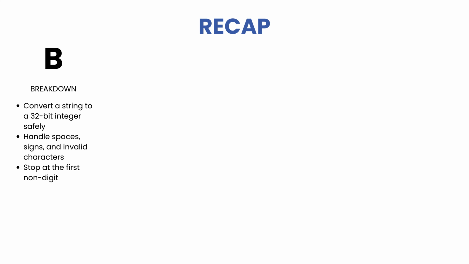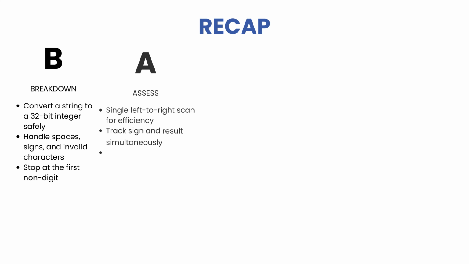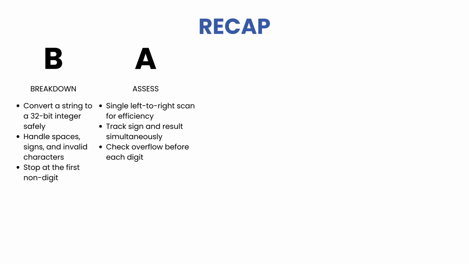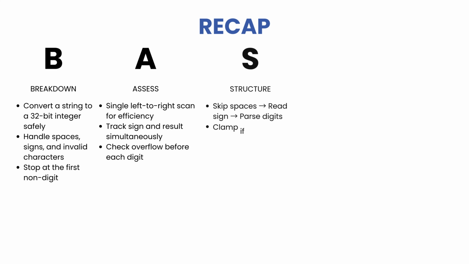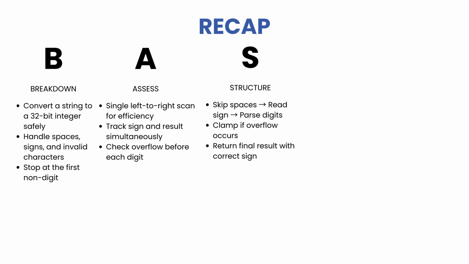Approach recap. We looked at how a single left-to-right scan can get the job done efficiently, keeping track of sign and digits while staying mindful of integer limits. No fancy tools, just logic and order. Structure recap. Our plan was simple: skip spaces, catch the sign, read the digits, and carefully check for overflow before updating the result. Each step built naturally on the last, leading to a clean, predictable flow.